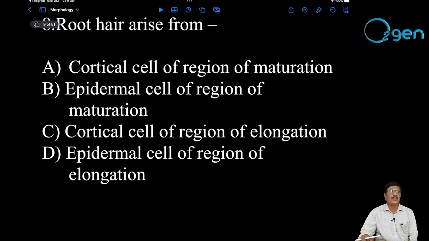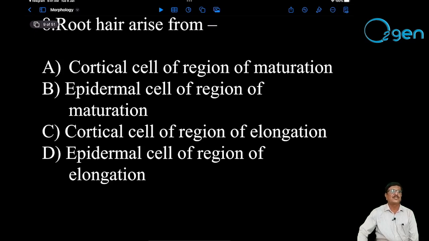Question 8. Root hair arises from. Here the root hairs are developed from the epidermal cells, and they are unicellular in the root, whereas the hairs in the stem and the leaf are multicellular. Here they are unicellular, developed from the epidermal cells at the region of maturation. Below the region of maturation, that is in the elongation phase, root hairs are absent.